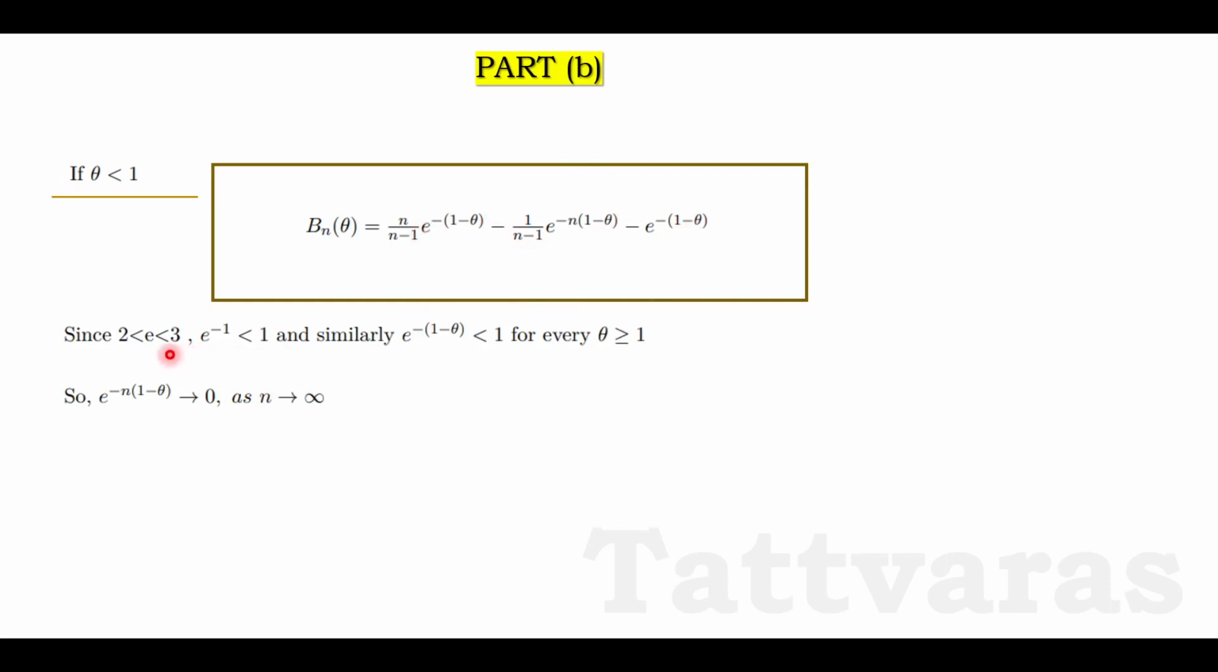Since e is always lying between 2 and 3, 1 by e is less than 1, so we have 1 by e to the power 1 minus theta also less than 1, because theta is greater than or equal to 1. Now if this quantity is less than 1, when we raise this quantity to the power of n, that will definitely tend to 0 when n tends to infinity, right? So that is how we can get that this particular term will tend to 0, because 1 by n minus 1 will also tend to 0 as n tends to infinity. So yeah, simple. That is how we get that the bias will tend to 0 as n tends to infinity. So yeah, it is proved now.